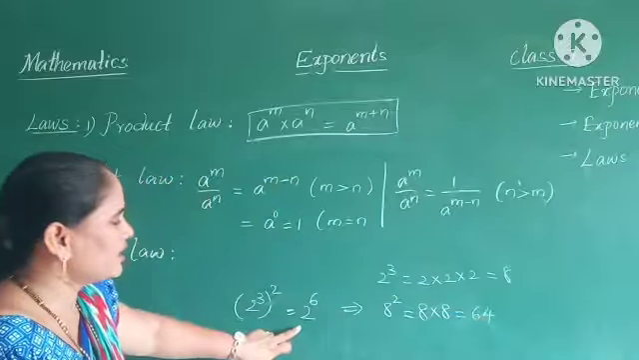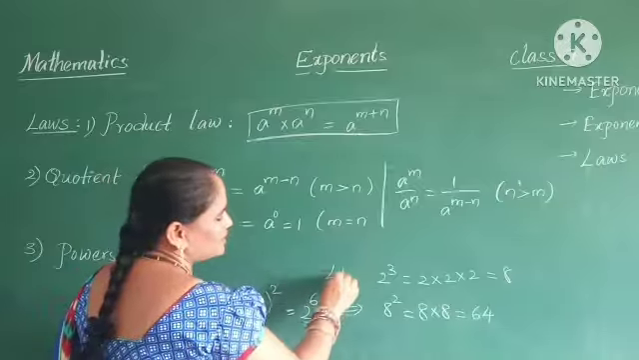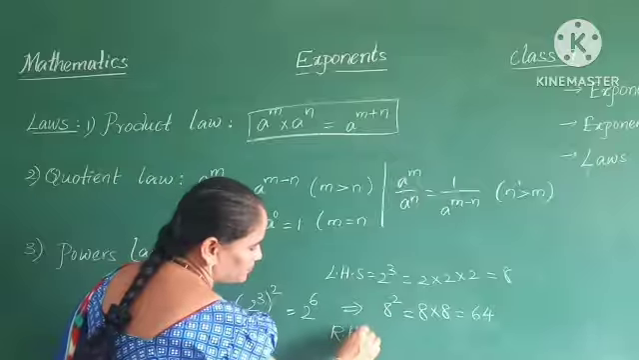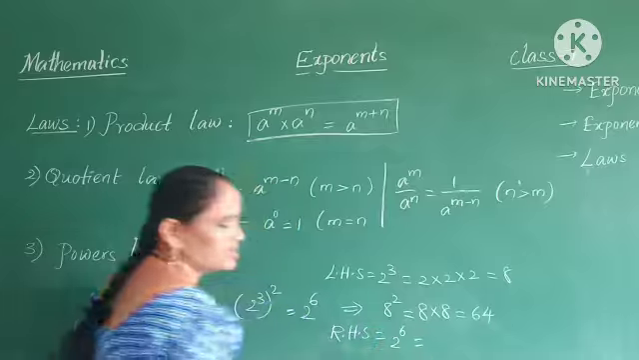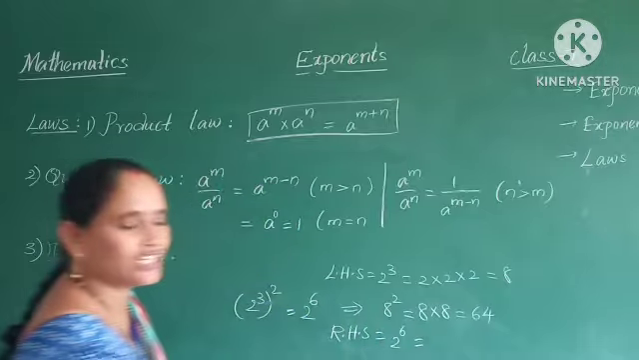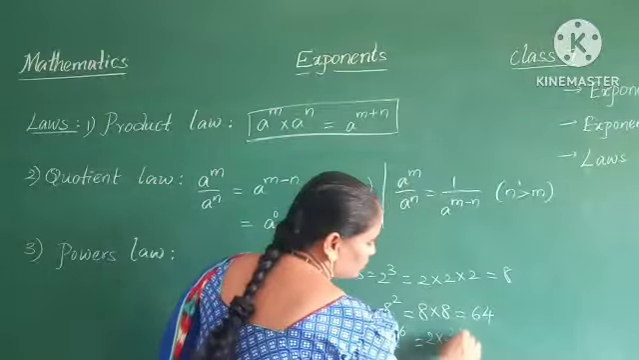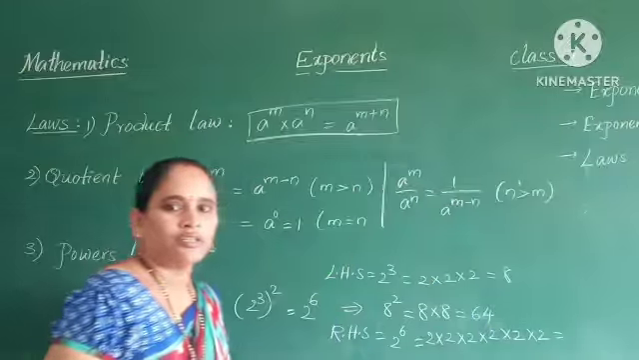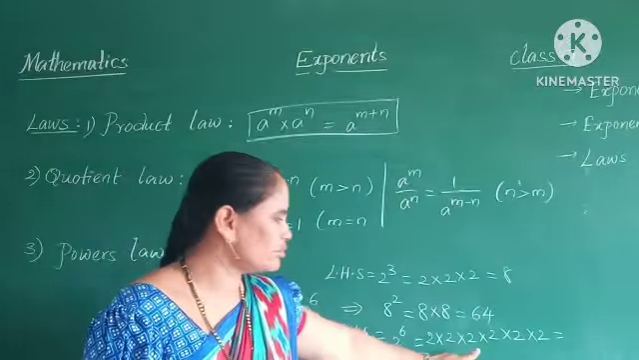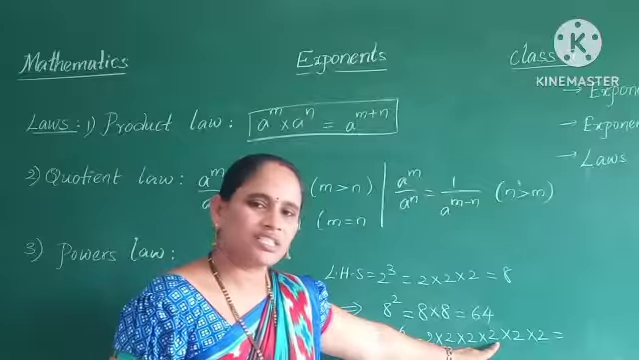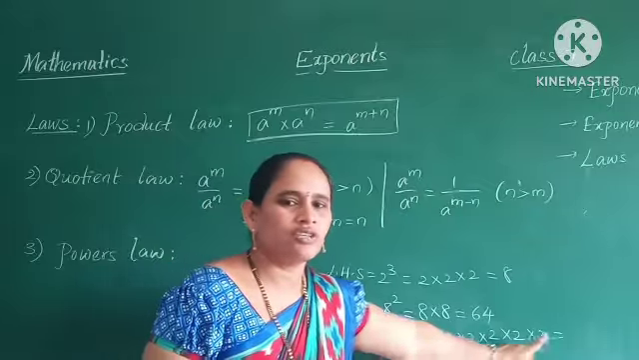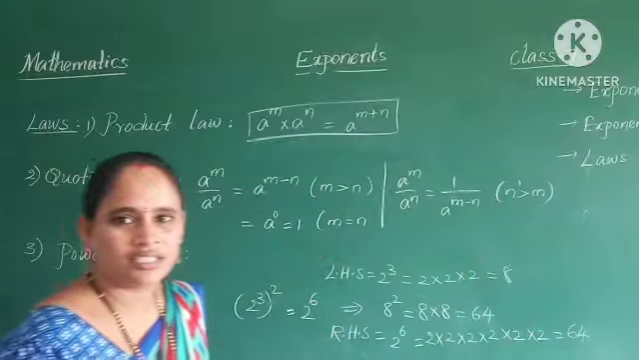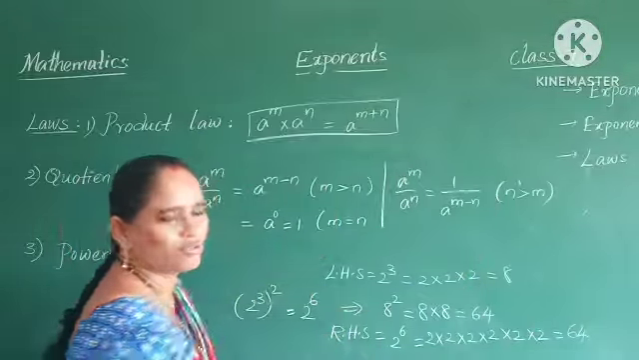Now let us check the RHS. This is the LHS, and on the LHS we got 64. Now check the RHS, 2 power 6 value. How many times do we have to multiply 2 here? 6 times: 2 into 2 into 2 into 2 into 2 into 2. 2 twos are 4, 4 twos are 8, 8 twos are 16, 16 twos are 32, 32 twos are 64. Have you got equal answers? RHS is equal to LHS.